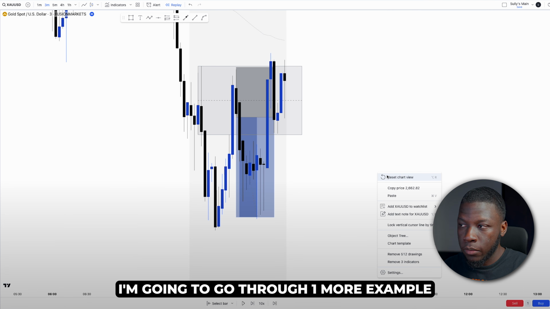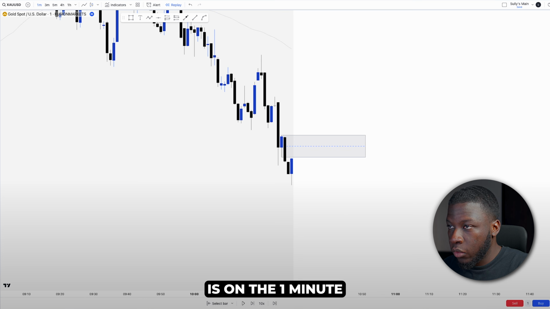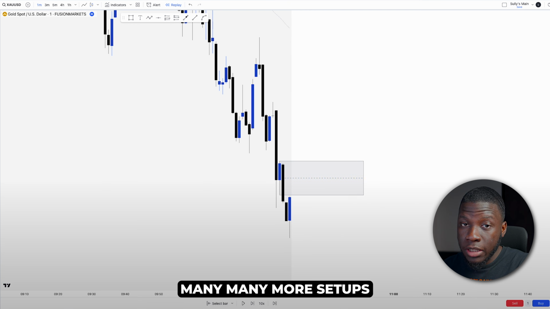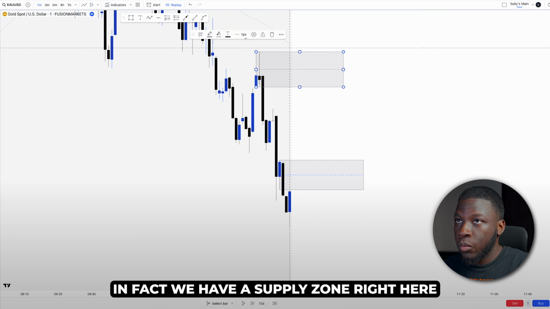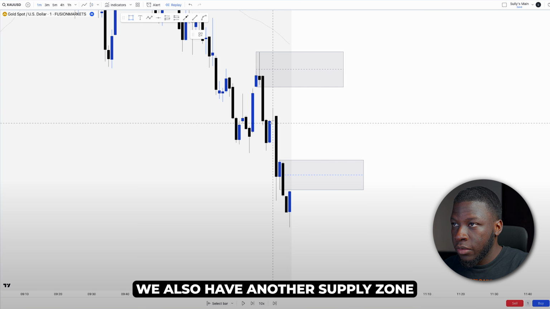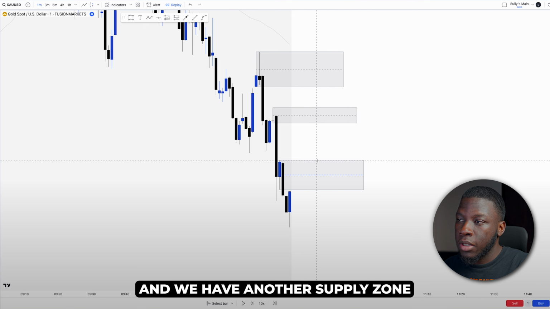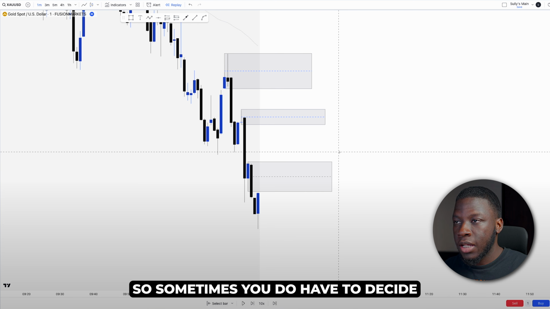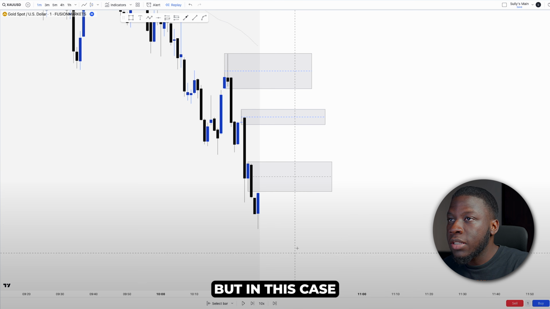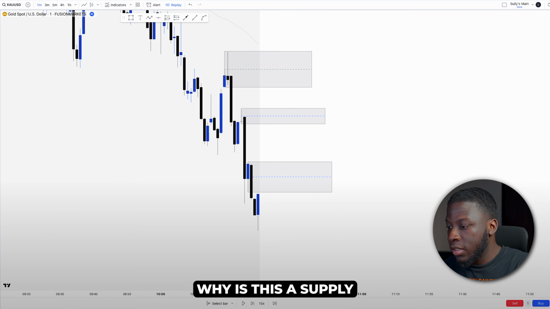I'm going to go through one more example. Okay, so this example right here is on the 1 minute. On the 1 minute, you see many more setups. In fact, we have a supply zone right here. We also have another supply zone right here, and we have another supply zone right here. So we have multiple. You see this on the 1 minute, multiple. So sometimes you do have to decide which one you're going to take, but in this case I took this one right here. Why is this a supply?